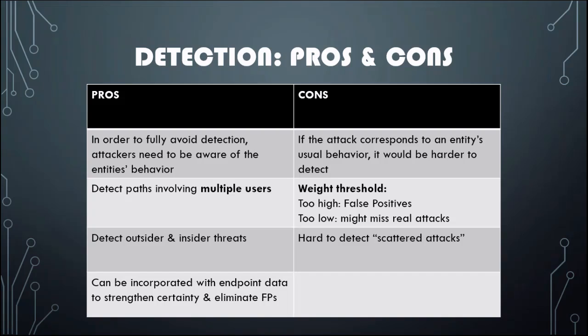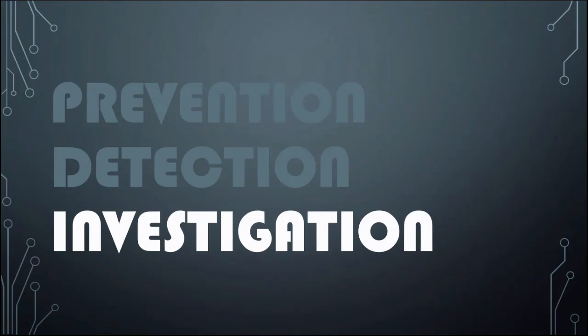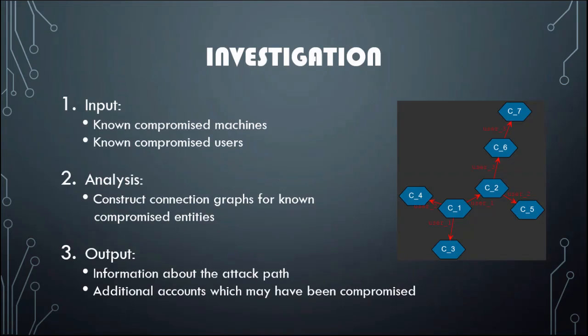Well, if we weren't able to detect an attack by using this method, and no method can detect everything, what can we do? Well, we can always use graphs to help us investigate what happened. So just very briefly, what we can do is take all the known compromised machines and users and construct a logon graph based on those entities. So that can help us understand what was the attack path that the attacker took, maybe discover the source of the attack, and even discover additional accounts which may have been compromised during the attack, since we know which users were logged on to every computer at that time.